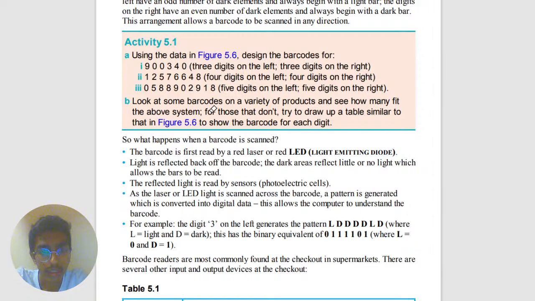Now, the barcode is first read by an LED, then the light is reflected back off the barcode, and then the reflected light is read by the sensors. Then after that, the LED light is scanned across the barcode and is converted to digital data, or electronic form, but it's simply converted into a certain type of data. Okay, so that's how it works, and it's quite a simple way.